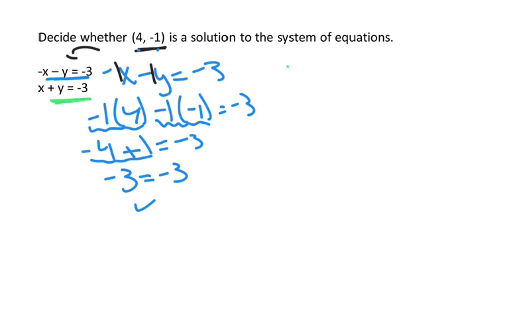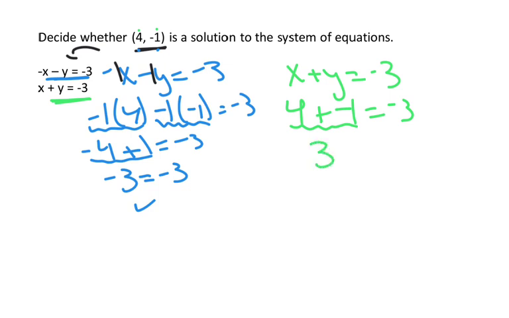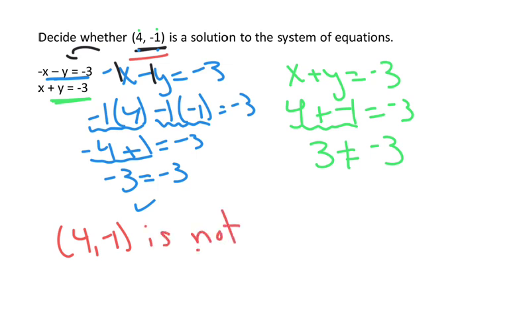So let's check the bottom one. x plus y equals -3. So our x once again is 4, plus our y, which is -1. So 4 plus -1 is +3. Well, +3 does not equal -3. So that means our ordered pair (4, -1) is not a solution. That ordered pair has to work in both of those equations.